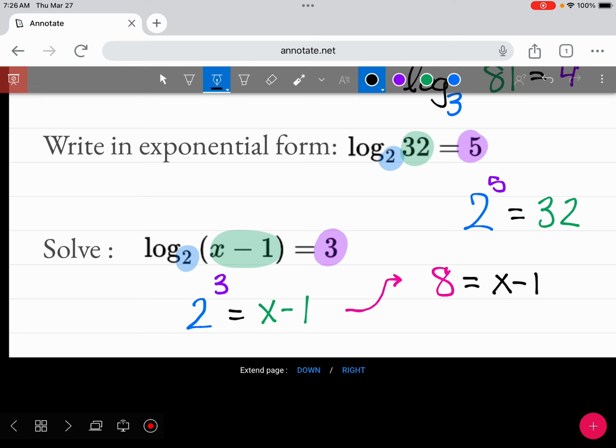How do we get there? Add 1 to both sides, so therefore 8 plus 1.